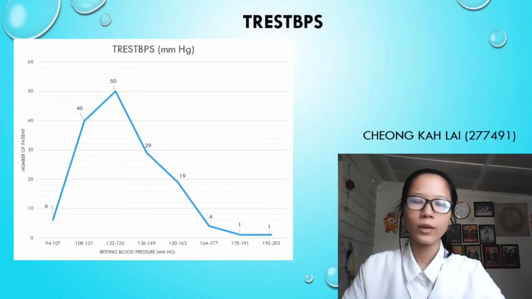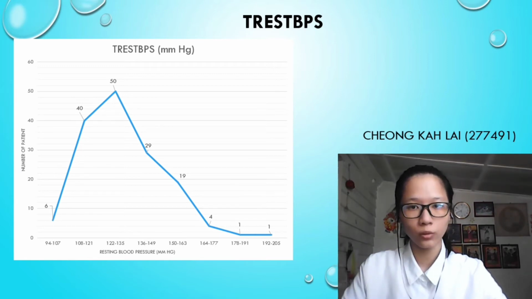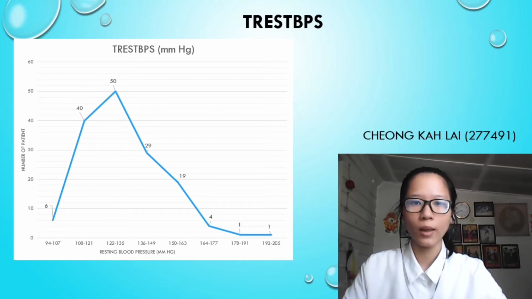On the line graph, we can see that the highest number of heart disease patients for their resting blood pressure is 50 people between 122 to 135 mmHg, while the lowest number of people is 1 person between 178 to 191 mmHg and between 198 to 210 mmHg.